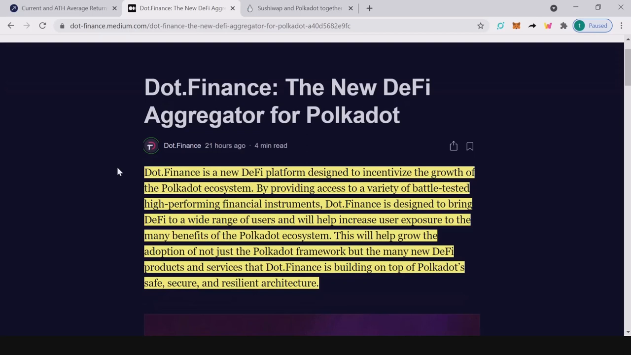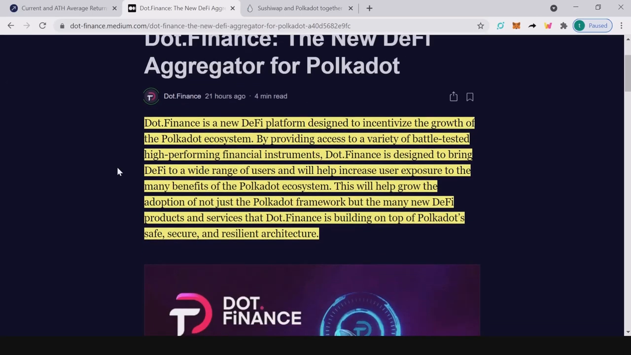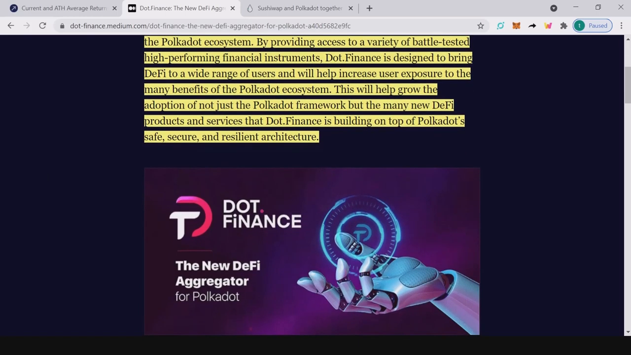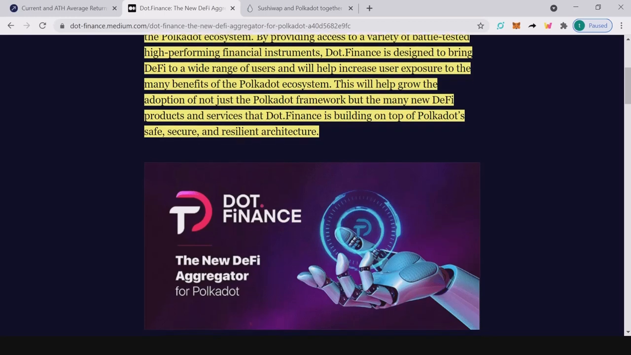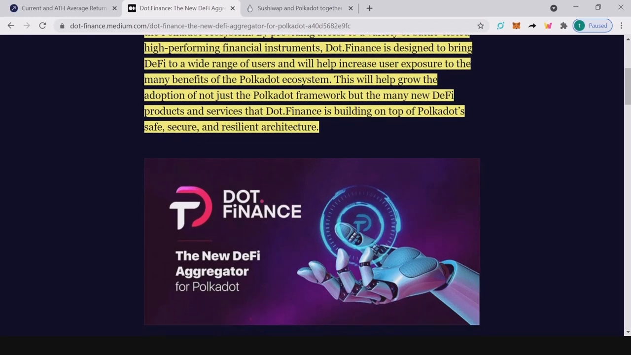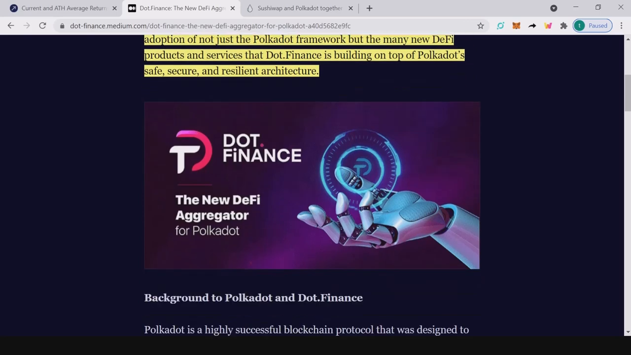This is, I think, very, very new. I'm bringing it to you first. Dot Finance is a new DeFi platform designed to incentivize the growth of the Polkadot ecosystem by providing access to a variety of battle-tested, high-performing financial instruments. Dot Finance is designed to bring DeFi to a wide range of users and will help increase user exposure to the many benefits of the Polkadot ecosystem. This will help grow the adoption of not just the Polkadot framework, but the many new DeFi products and services that Dot Finance is building on top of Polkadot's safe, secure, resilient architecture.